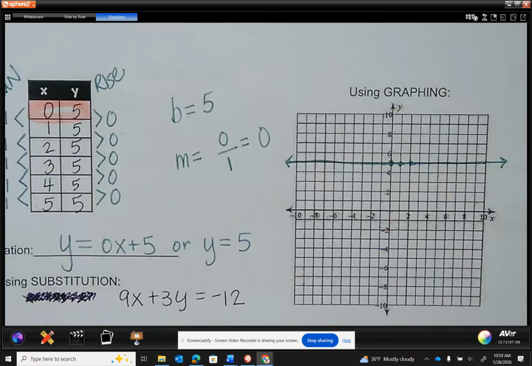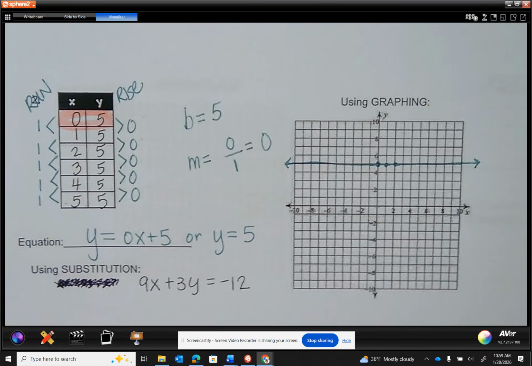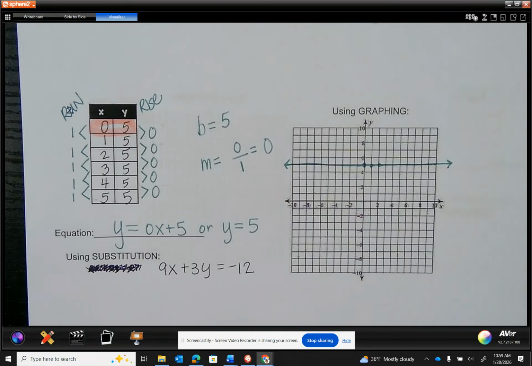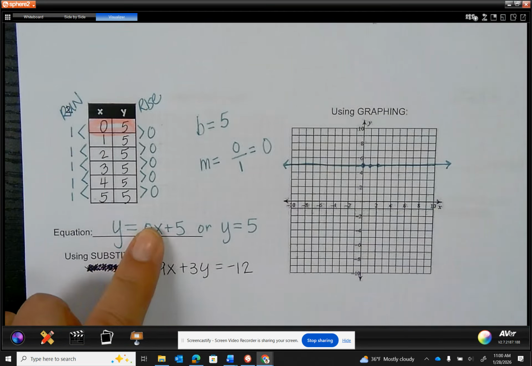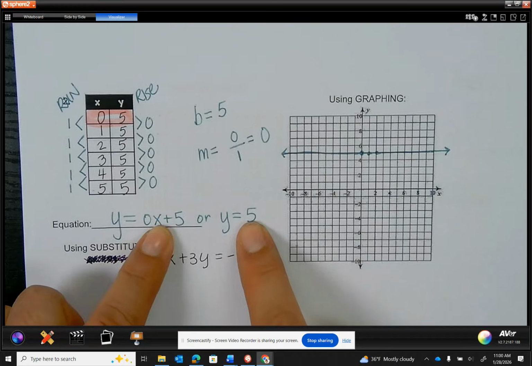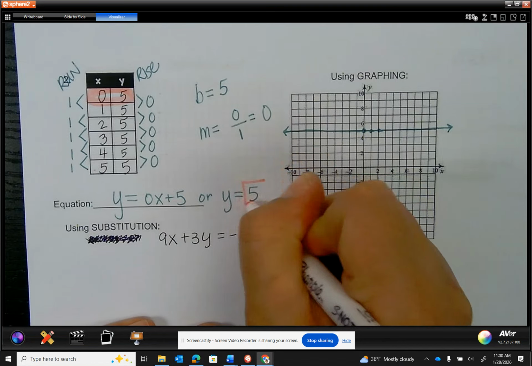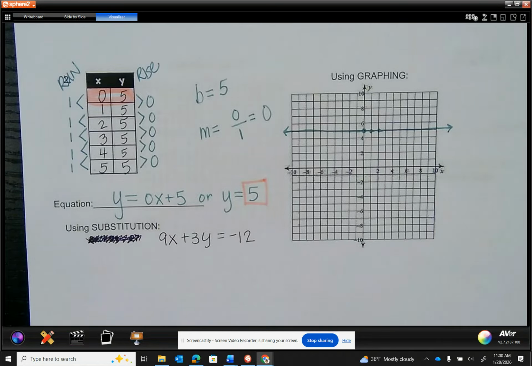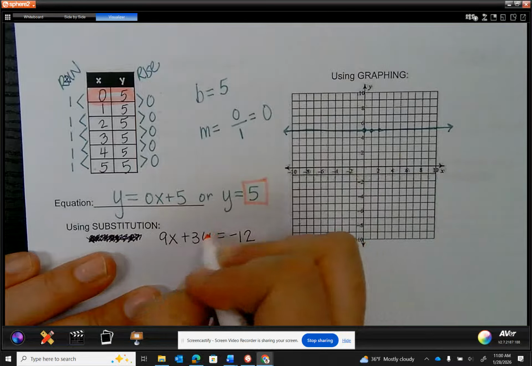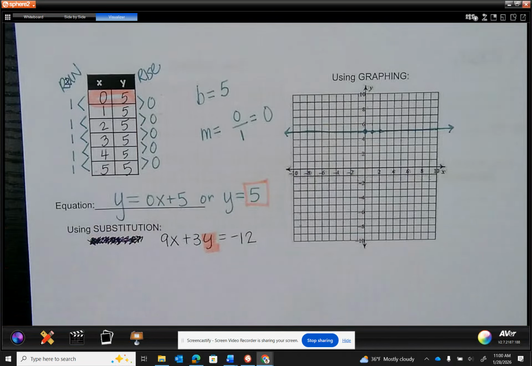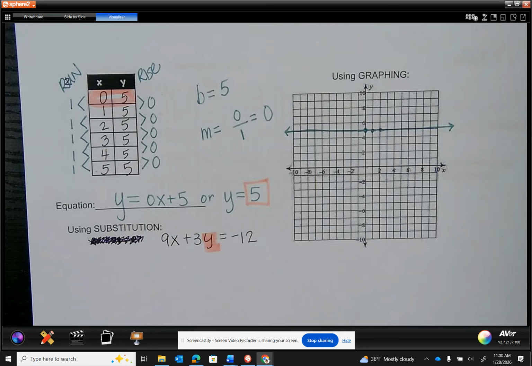The next step is to solve the system of equations by substitution. I can choose to use this one or this one in this case. I'm going to go with this one with fewer terms in it. We know that y is equal to 5. We're going to substitute in for y right here, and we're going to solve for the other variable.